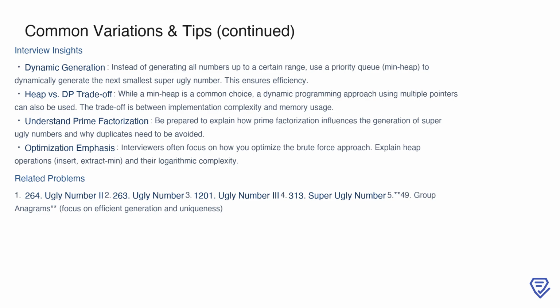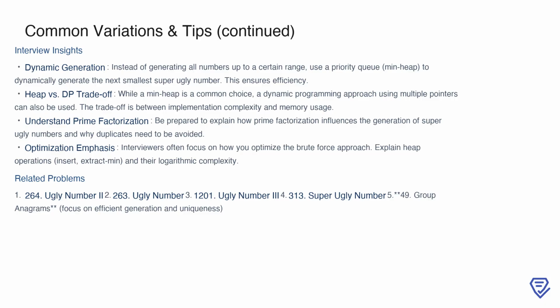Knowing why duplicates must be avoided and being able to explain how prime factors are used to generate new numbers is crucial. Optimization is another key focus. You should be prepared to discuss how the heap's insert and extract min operations work and their logarithmic time complexity. Finally, related problems like ugly number 2, ugly number 3, and group anagrams are great practice for understanding efficient generation and ensuring uniqueness.